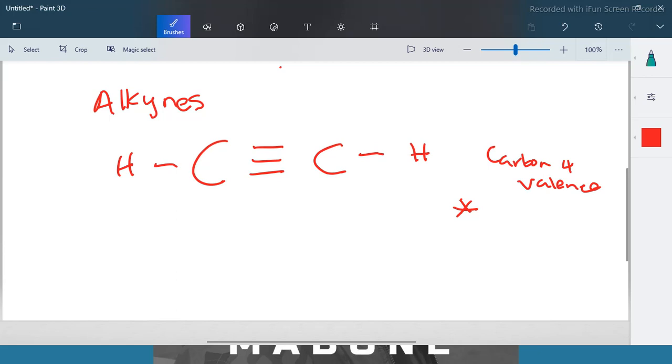Let's count and make sure that we are on the right track. Look at this carbon. How many bonds are there? 1, 2, 3, 4. Look at this carbon. How many bonds are there? 1, 2, 3, 4. If I were to put bonds here and here, this is completely wrong, because it only has 4 valence electrons. Where will the other electrons come from to create other bonds?